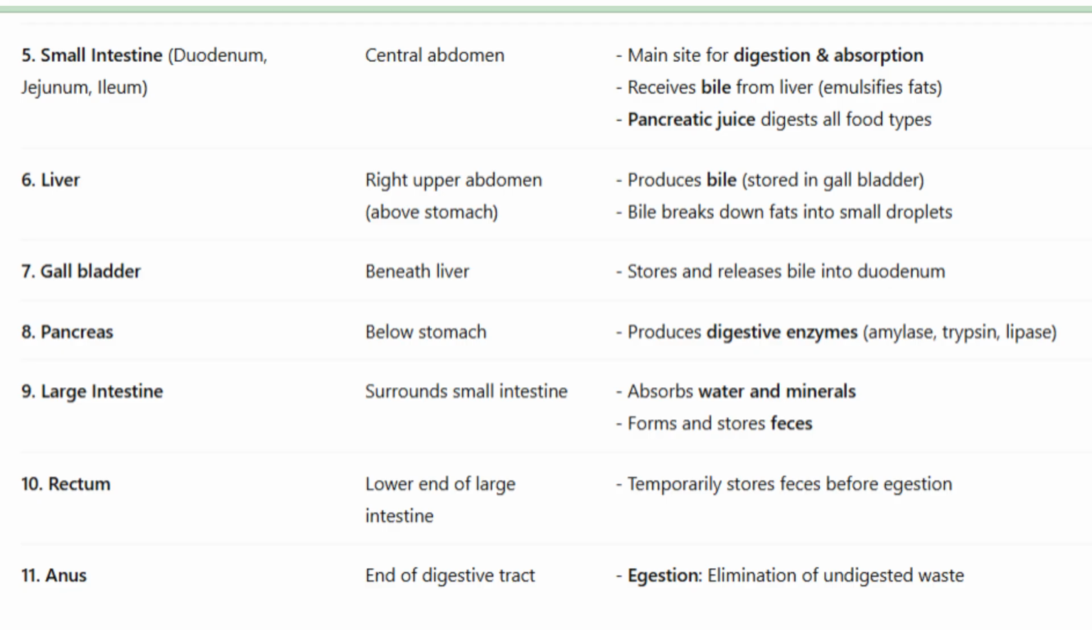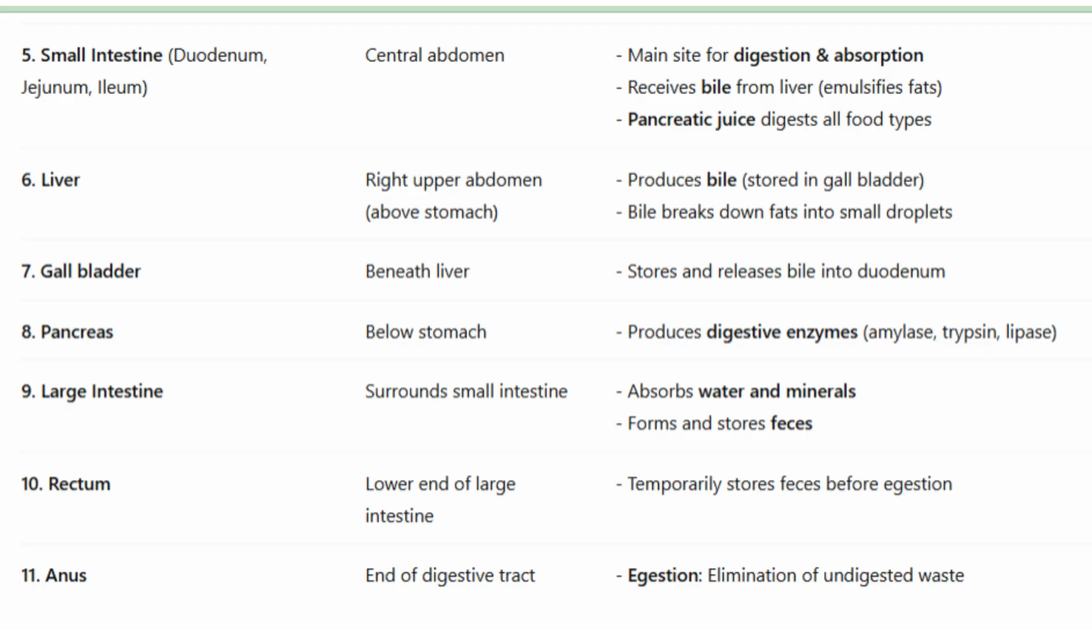6. Liver. The liver, located in the upper right abdomen, plays a major role in digestion by producing bile, which helps break down fats into smaller droplets. Bile is stored in the gallbladder. 7. Gallbladder. The gallbladder, situated just beneath the liver, stores and concentrates bile, and releases it into the duodenum when needed for fat digestion.